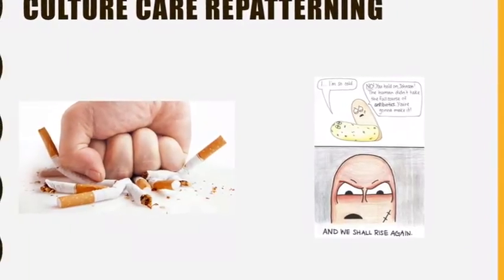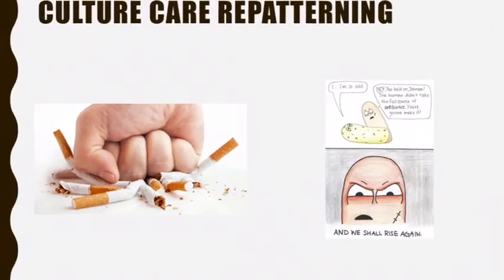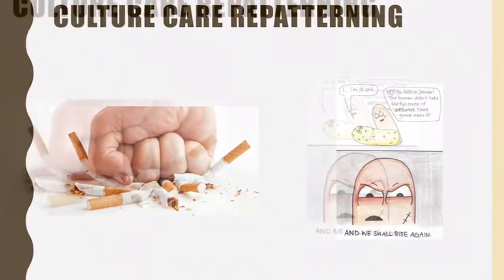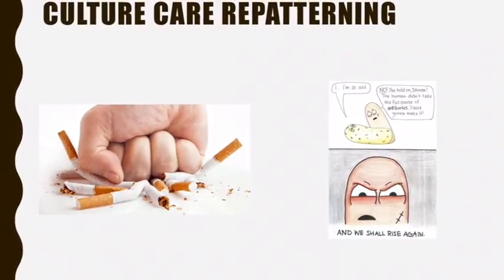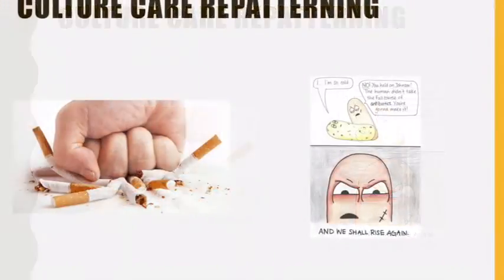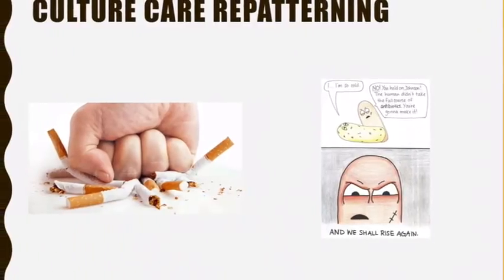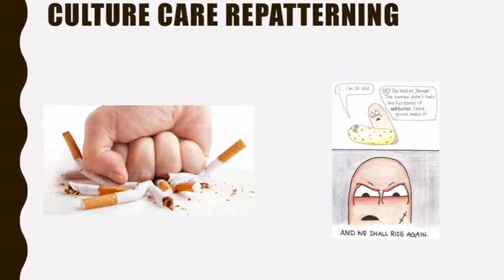And number 3, culture care repatterning or restructuring. An example would be collaboration through education and wellness programs such as smoking cessation, or educating a client that has been rehospitalized for infections about the importance of completing the full course of antibiotics.